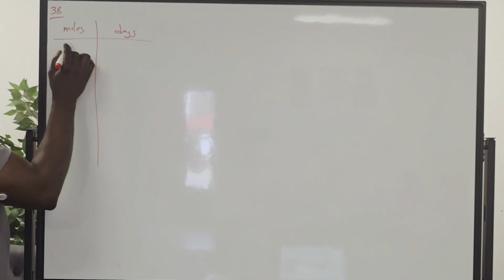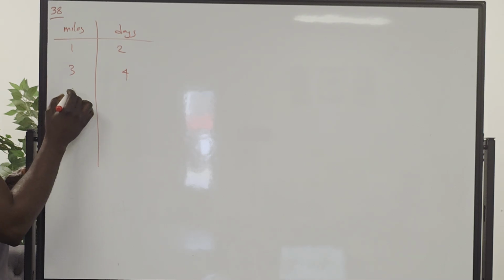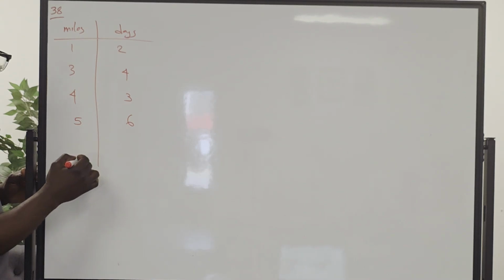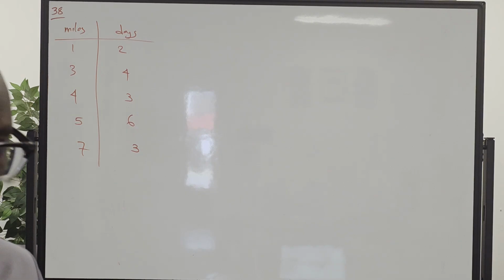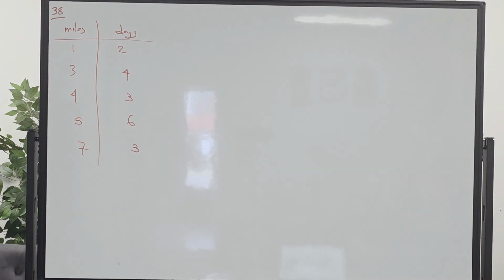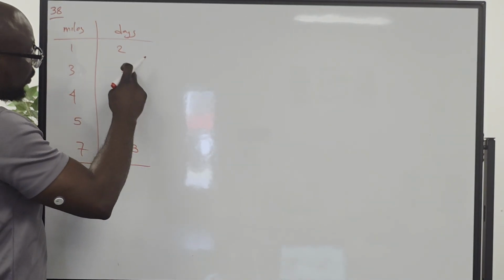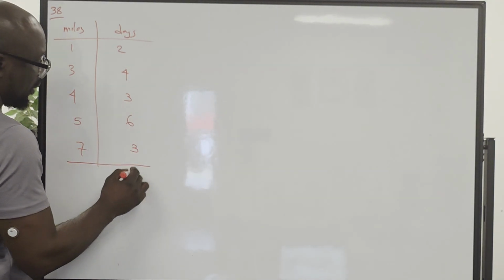And they gave us 1, 2, 3, 4, 4, 3, 5, 6, and 7, 3. What is the median daily distance in miles that Jonathan rode his bike for the 18 days? So now let's calculate this right here. 4 plus 6 is 10. 3 plus 3 is 6, plus 2, 18. So this is actually 18 days.